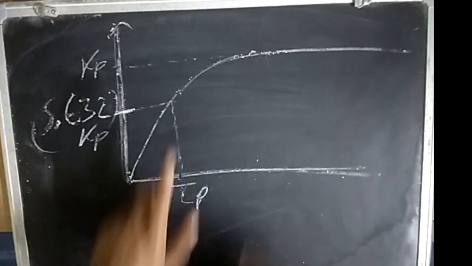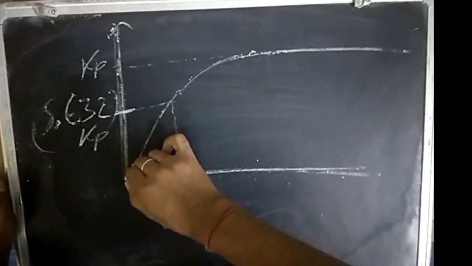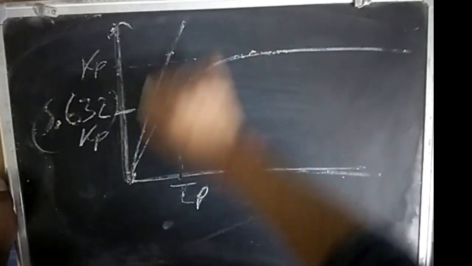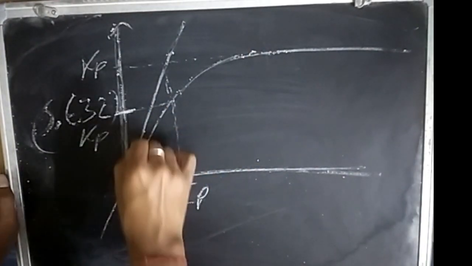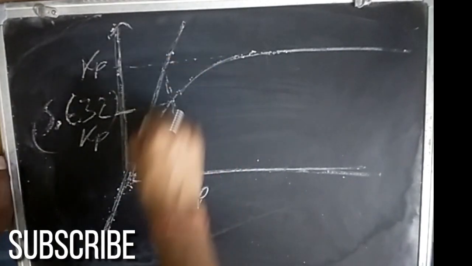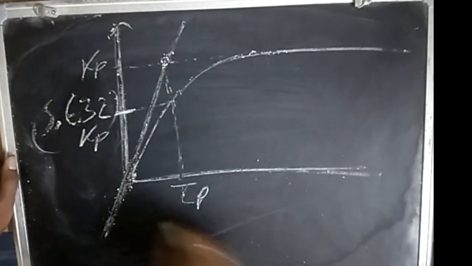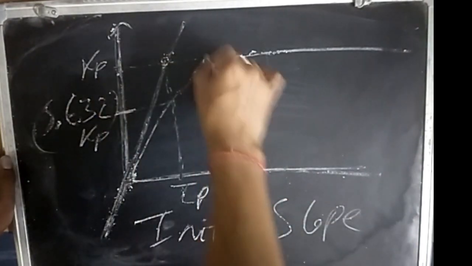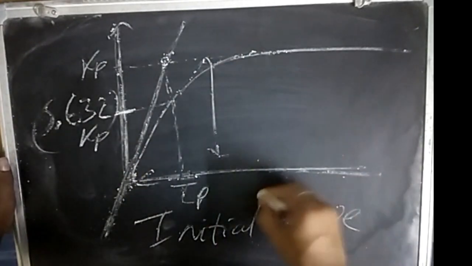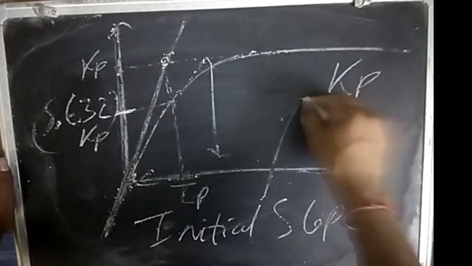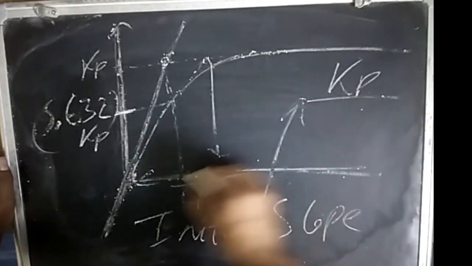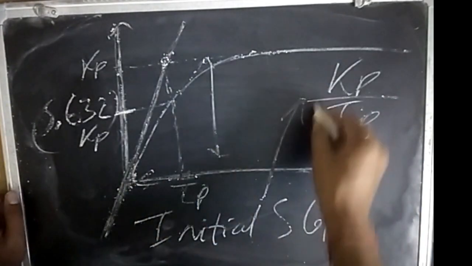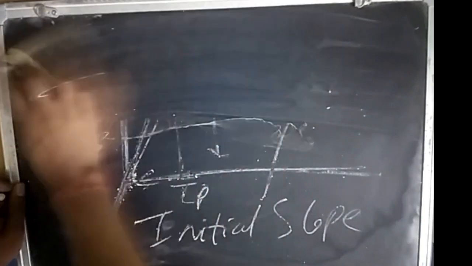Now in some cases we want to find the initial slope. At 0, the initial slope will be like this, touching this Kp point. Delta y upon delta x, so the initial slope is Kp upon tau p minus 0, that is Kp upon tau p. If there is some magnitude A of the step function, then A would come here. This is my initial slope formula.